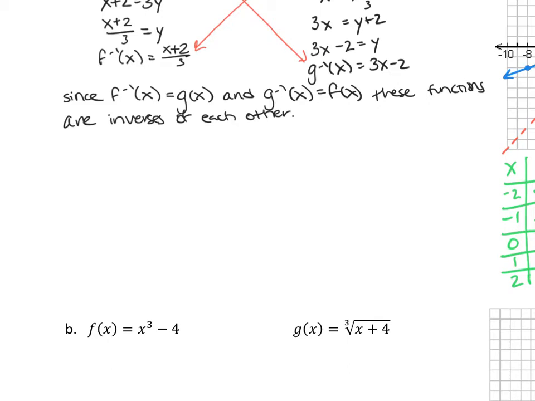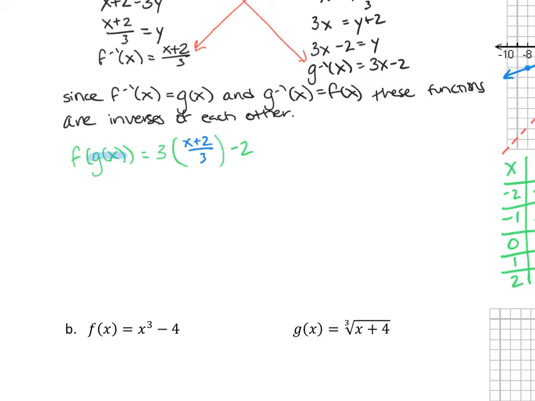F of g of x. So if we try f of g of x, so remember we're going to plug this function inside of our f function. So we're going to have 3 times x plus 2 over 3 minus 2. Sorry, I know that parenthesis got a little off. Well, let's do that there.